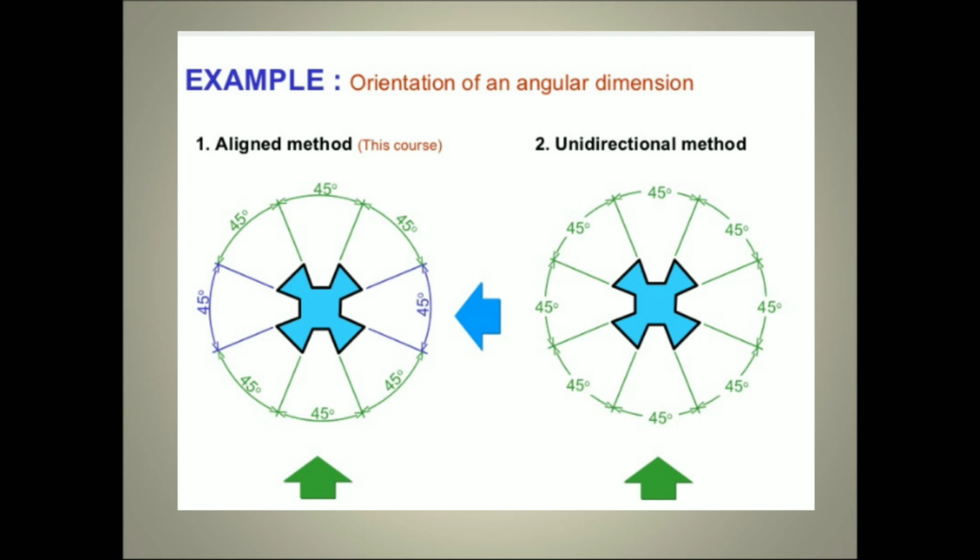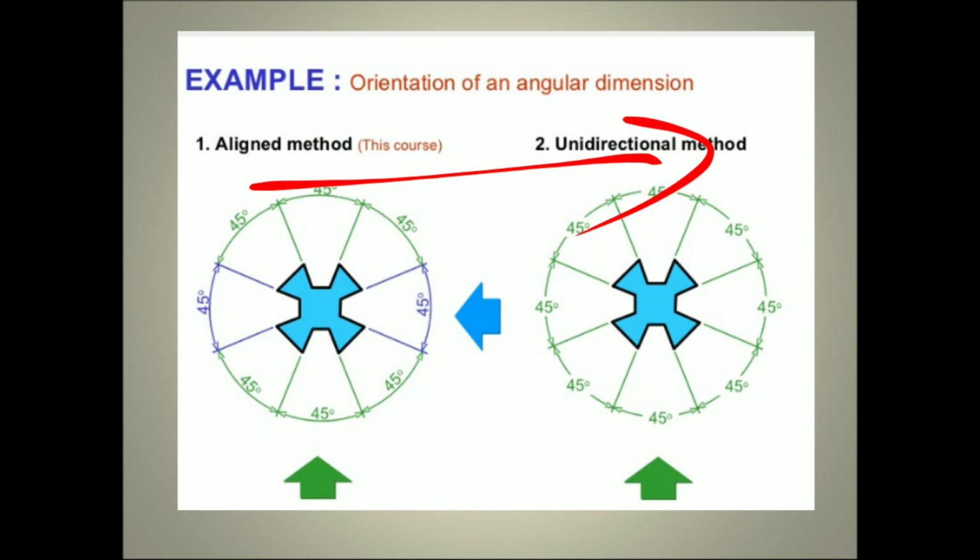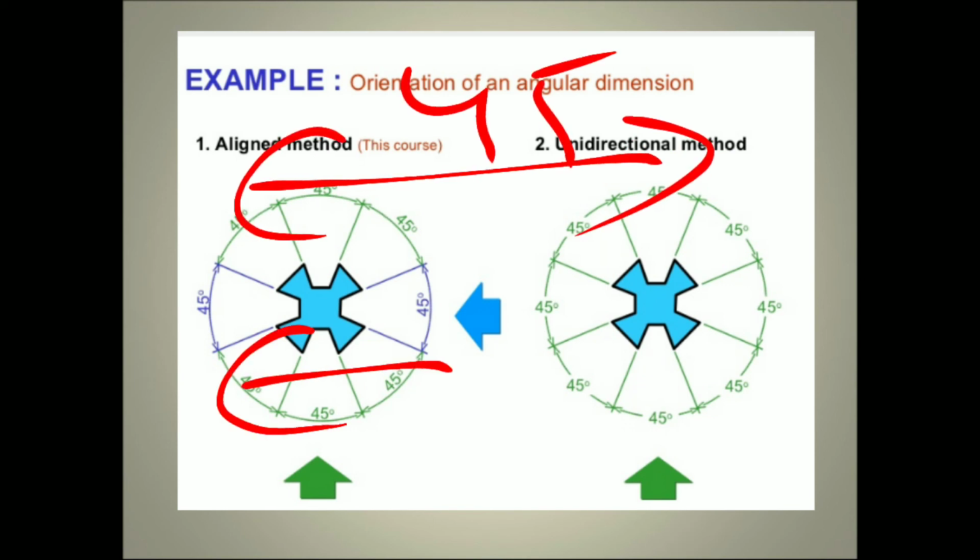Similarly, here is one more example. Here, 45 is the angle. The 45 degrees is measured either above or below, not at the middle. In the unidirectional method the dimension line is broken here. This is the difference between the aligned method and the unidirectional method. In the examination, if they ask specifically to draw the dimensioning of a diagram in the aligned method or the unidirectional method, we need to follow that method. So this is the aligned method, and this is the unidirectional method.